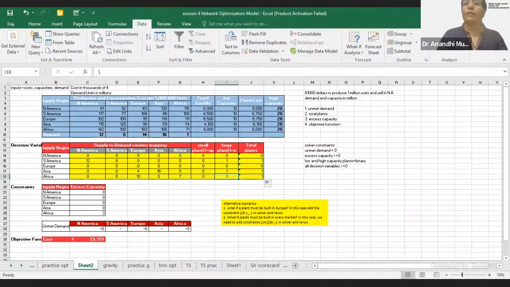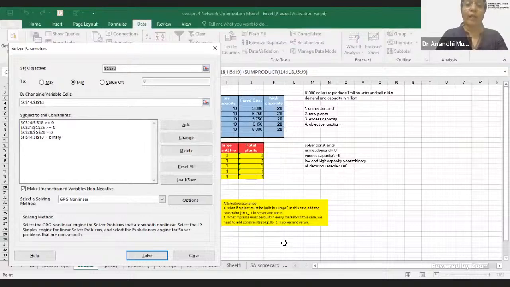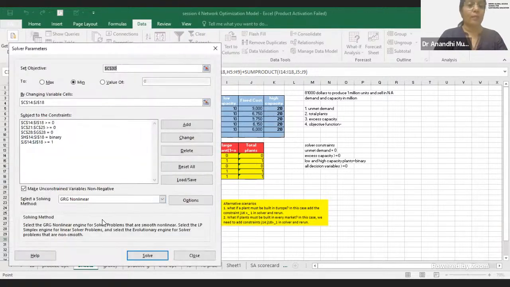Again, what if I want a plant in every location? For all the locations I want one plant. I can still do that. Even in a single location, if I want, I can go with that. If I want one plant in all the locations, that also can be done. So add one more constraint. Okay, I want one plant in all the locations. So this total plants can be greater than or equal to 1. Instead of 0, you put 1. Okay, click OK. Now click solve.